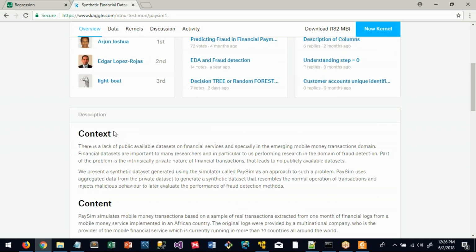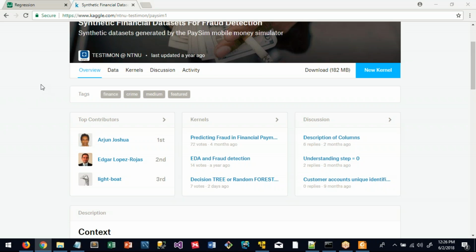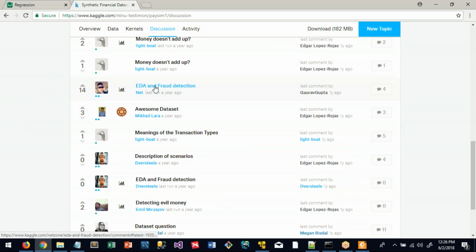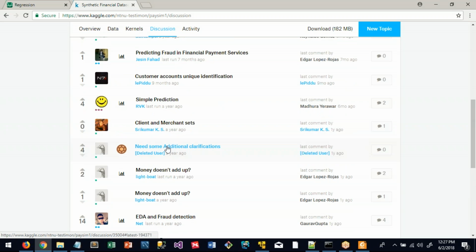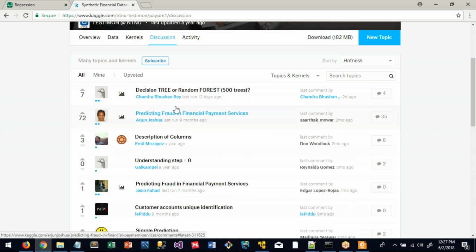You can also take cues from people who have already solved the fraud detection part on this website. Looking at the discussion about this data set, a lot of people have already done the EDA and fraud detection, and they also ask a lot of questions. But they have done that using Python and R, because the Kaggle website doesn't allow SAS, as SAS is not open source. They can only integrate Python or R because they're open source.